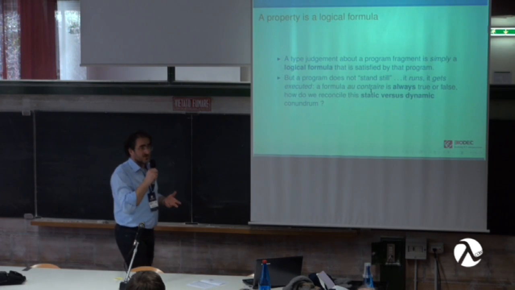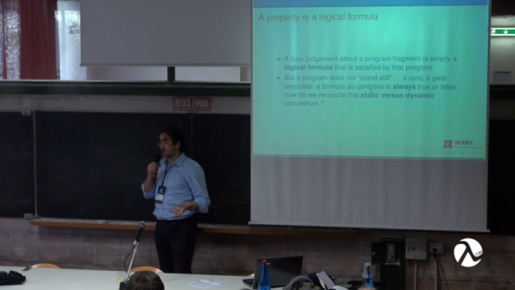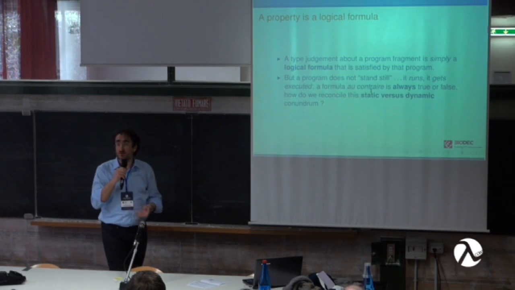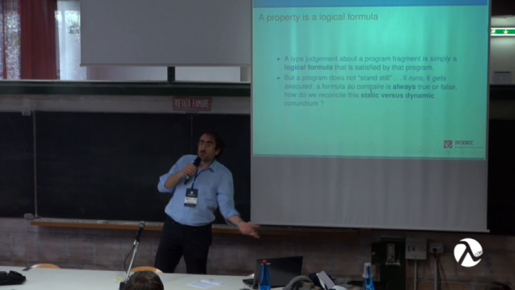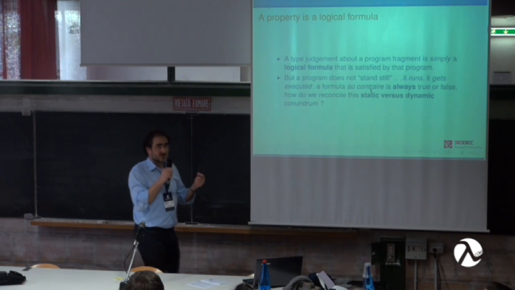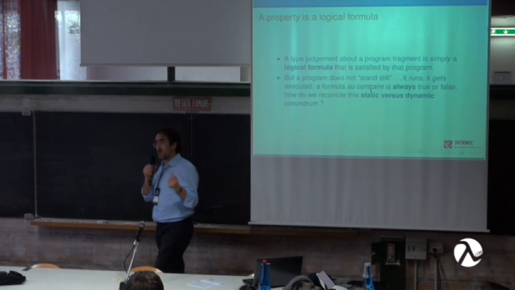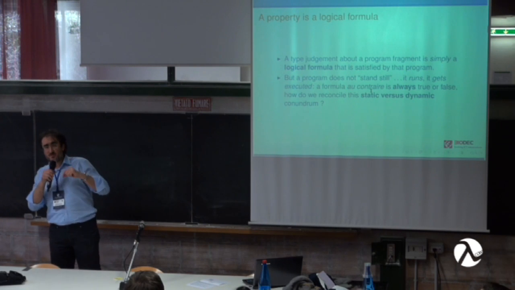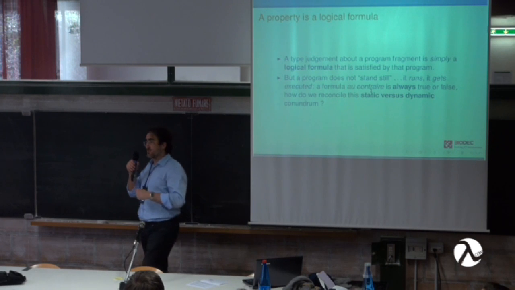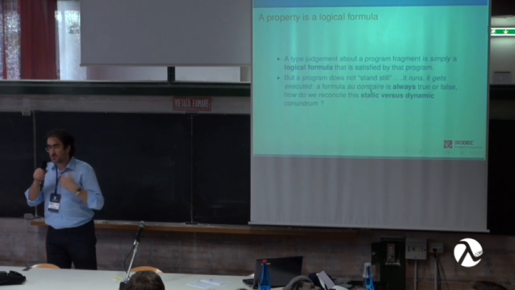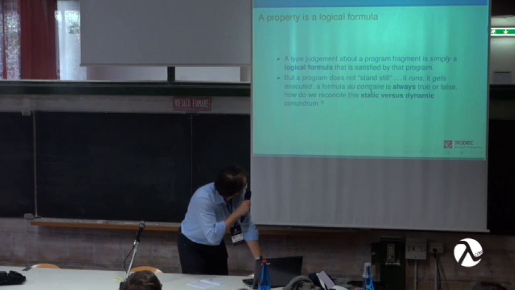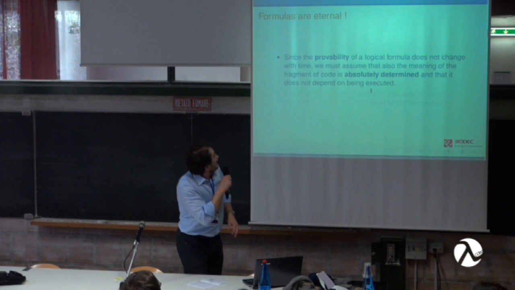But a logical formula is something that is always true or false. It does not depend on when you are trying to prove the formula. Sometimes it could be true, and some other times it could be false. So how do we reconcile this seemingly strange thing? We give meaning to program fragments by formulas, which are always true, but at the same time, the code is something that we run, and so in a sense changes in time. So how do we reconcile this static versus dynamic situation?